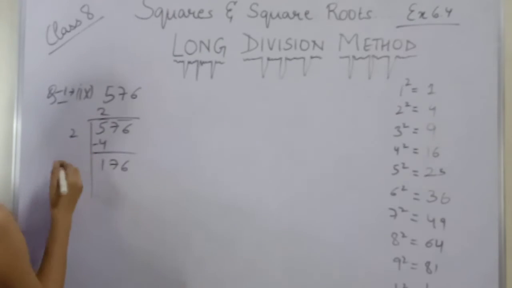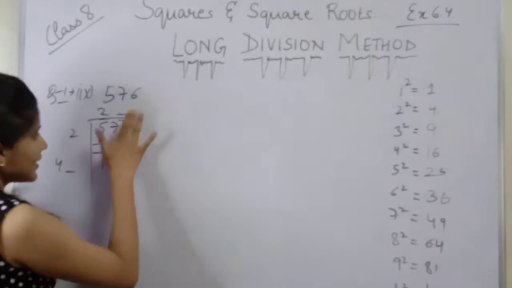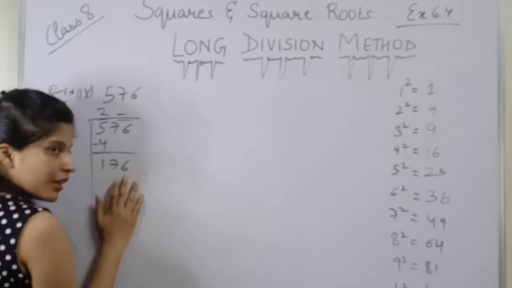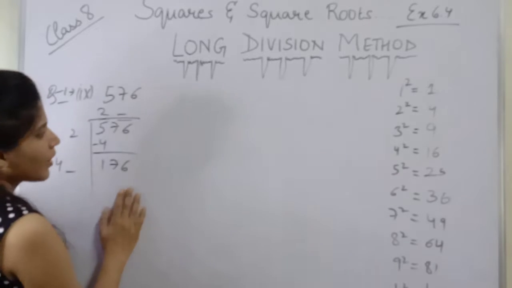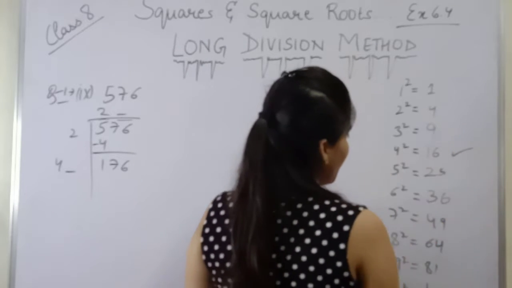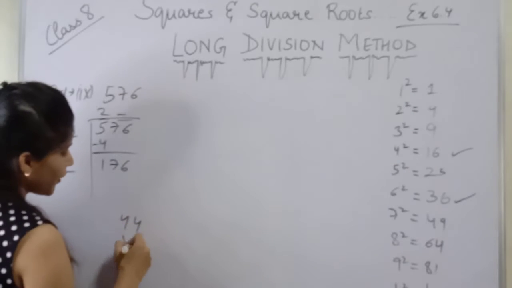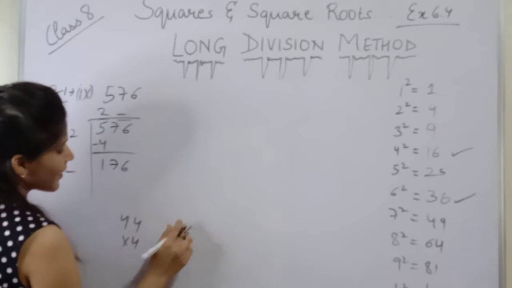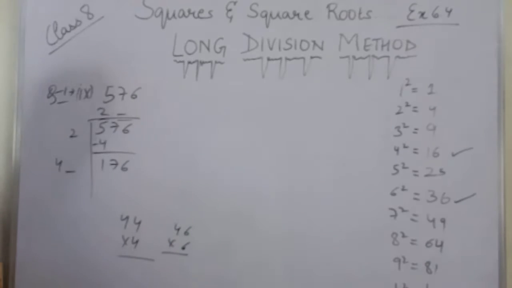Now 2 plus 2 is 4. Now we have to find this missing term, and for this we have to check the unit place of this number, which is 6. So either the end term will be 4 or it will be 6. So either it will be 44 into 4 or it will be 46 into 6. I hope this concept is clear.